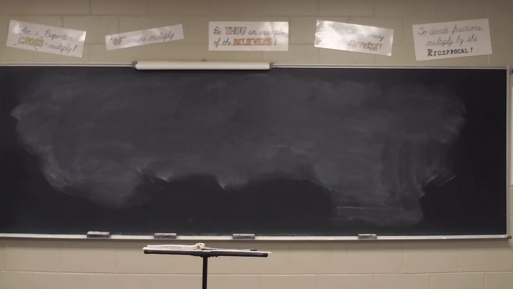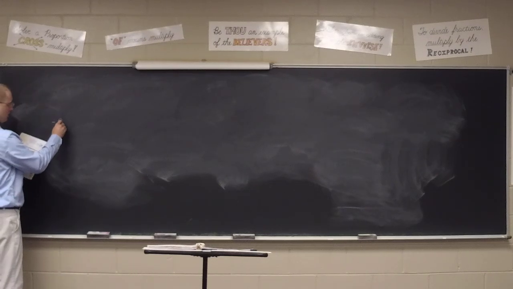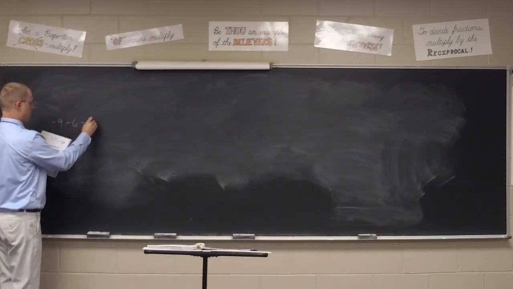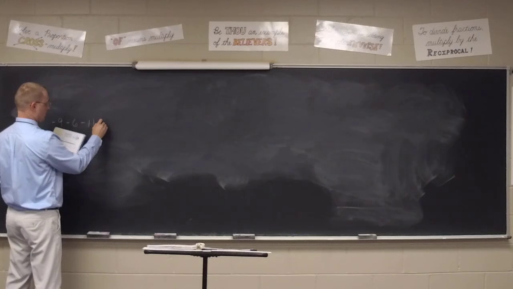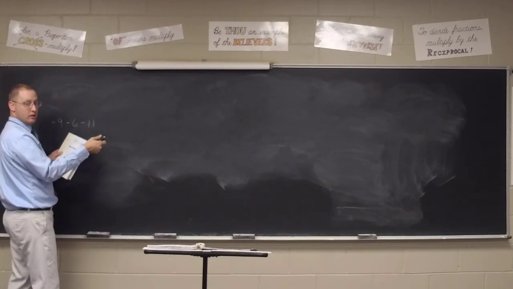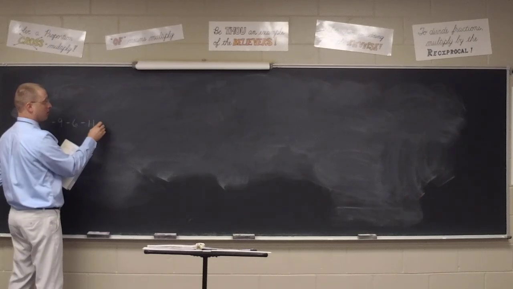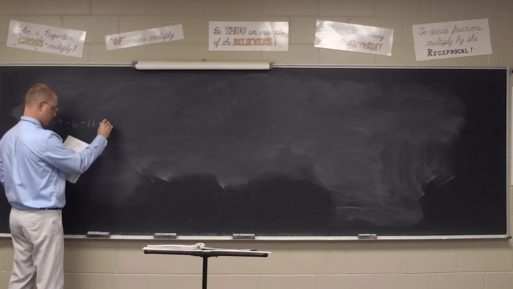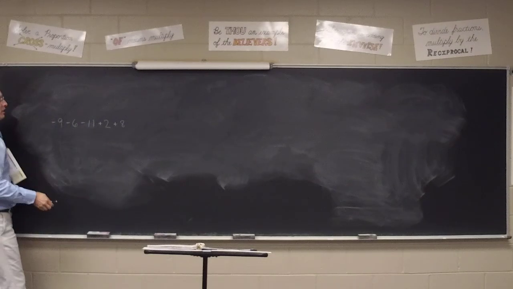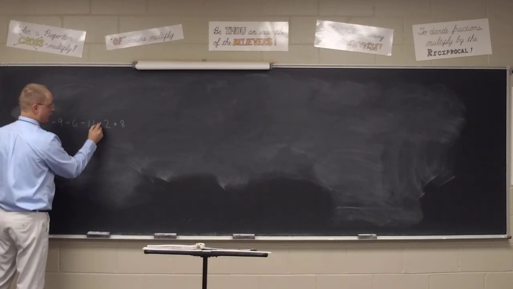Number 51, how should I rewrite that so that there's no parentheses? Well, it says minus negative 2. We don't do that here. Make it a positive 2 and positive 8. There we go, good. And then I want to get all my negatives together and all my positives together.